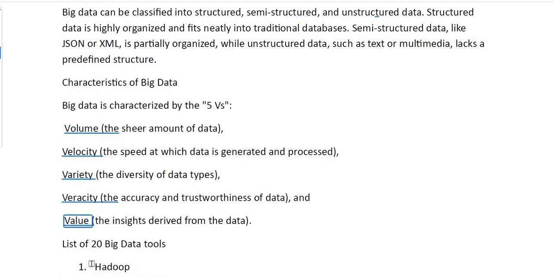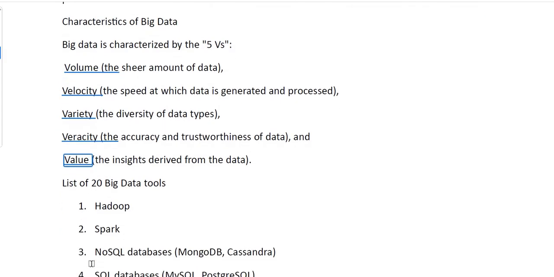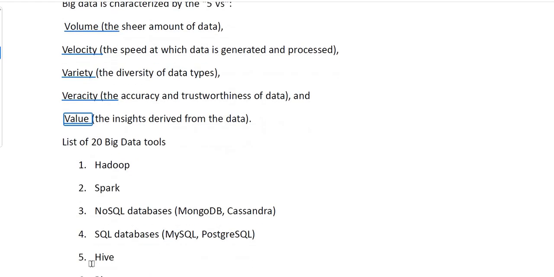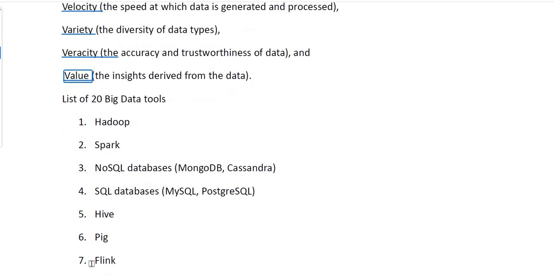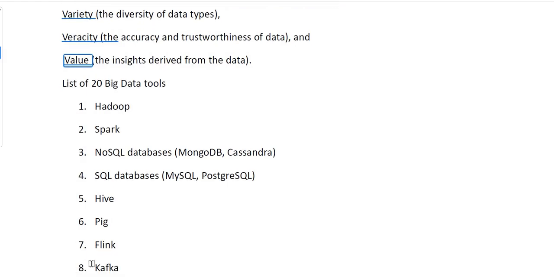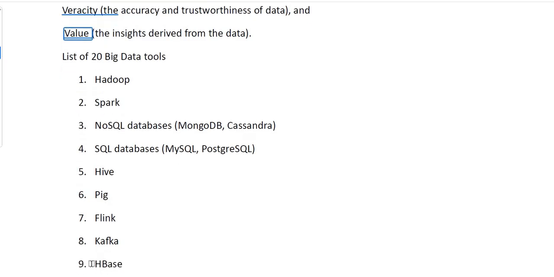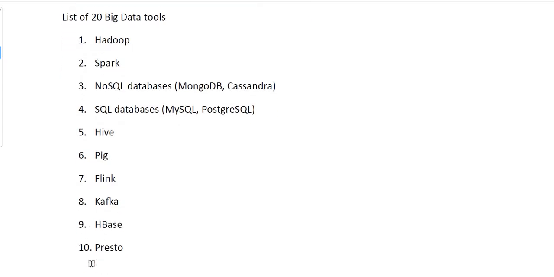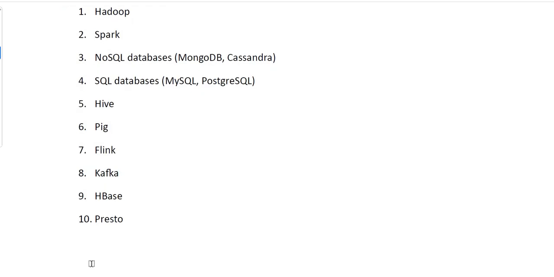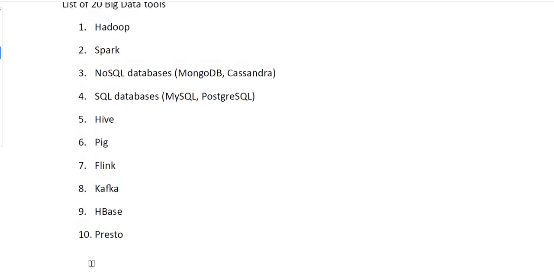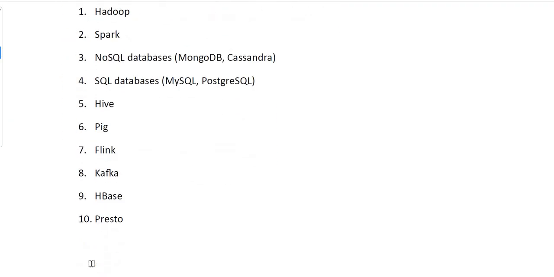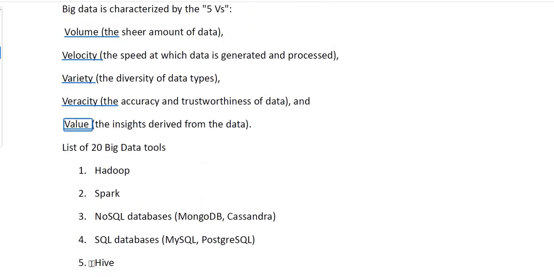Now I'd like to show you some big data tools which are available. The very first one is Hadoop, then Spark, then NoSQL databases such as MongoDB and Cassandra, then SQL databases such as MySQL and PostgreSQL, and Hive, Pig, Flink, Apache Kafka or Confluent Kafka, HBase, Presto. We have some other tools that we will discuss in the coming video. These are 10 tools I have discussed here. In my coming video I will discuss the remaining 20.